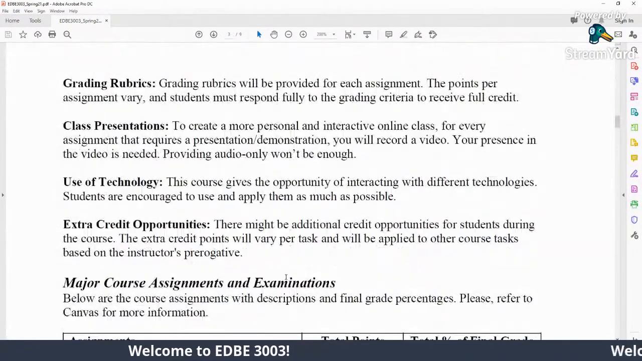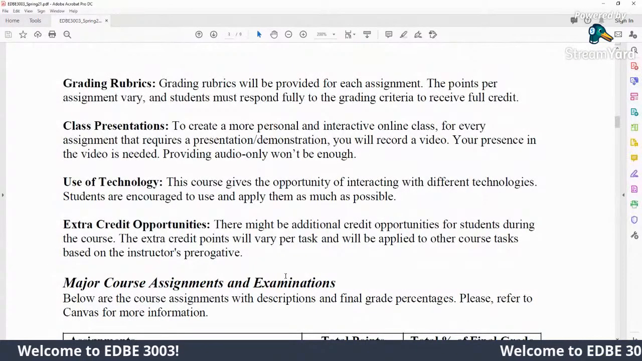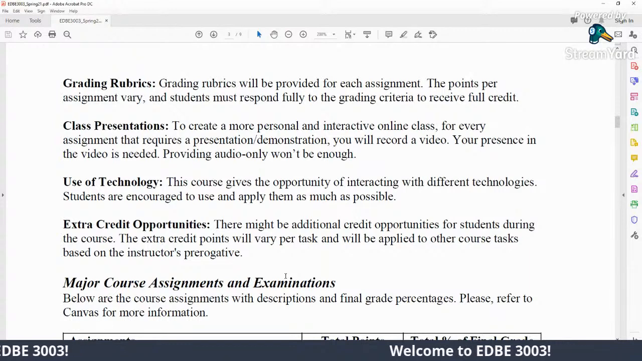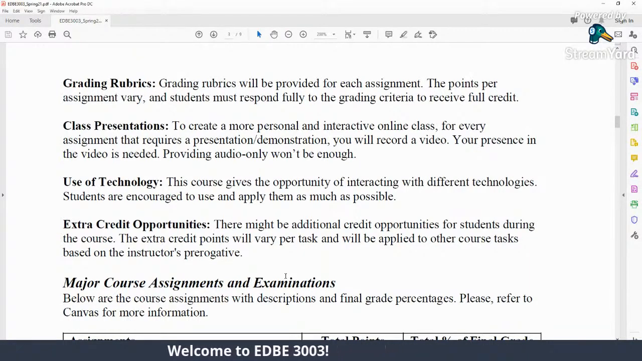Grading rubrics. Grading rubrics will be provided for each assignment. The points per assignment vary, and students must respond fully to the grading criteria to receive full credit.